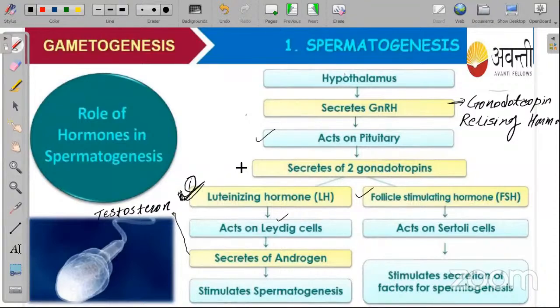Okay, understood? So please remember this hormone, luteinizing hormone. This luteinizing hormone applies on Leydig cell. This thing is important. In this case, FSH is applied on Sertoli cell. These things are important. Then what happens in Leydig cell? Leydig cell secretes androgen, and androgen develops a sperm cell.